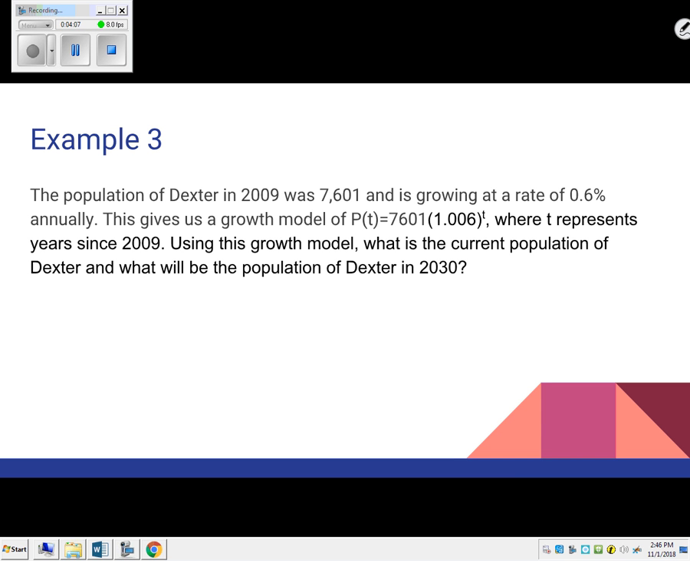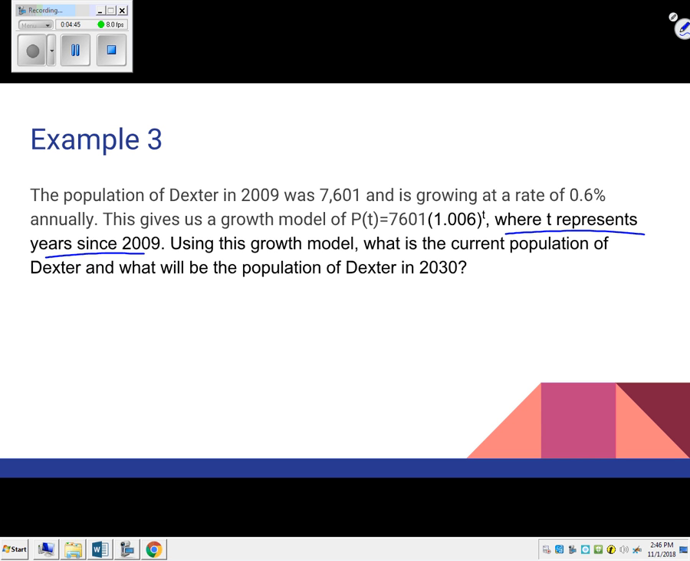So like the population of Dexter in 2009 was 7,601. I think that is a real number and is growing at a rate of 0.6% annually. I don't think it's growing quite that much. So I've taken some liberty in here with some of the numbers just to make it so it comes out. So that's going to give me a growth model of P of t equals 7,601 times 1.006 to the t power, where t is the years since 2009. That's the big thing I want you to see with this, is that t is years since 2009.